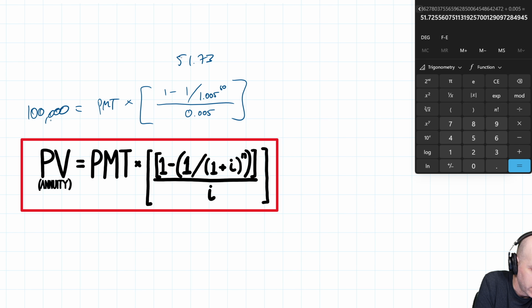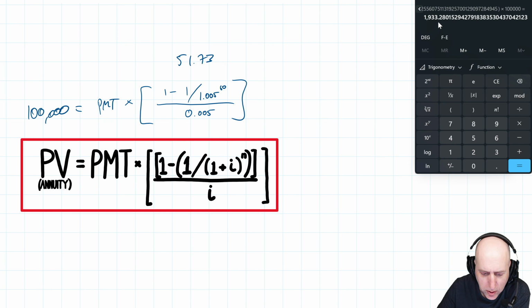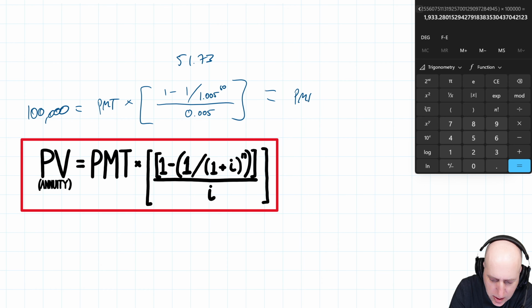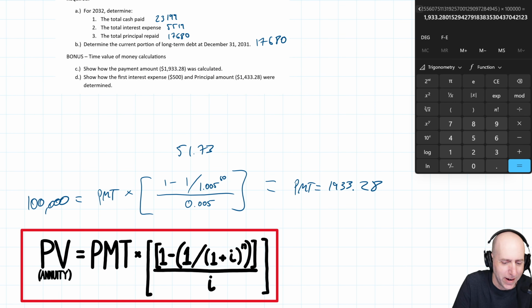So I just go 100,000 divided by that number. The way to do that is 1 over x times 100,000, and that's the same thing. 1933.28. So PMT equals 1933.28. I've solved it. Am I right? I am, to the penny. 1933.28. Now it says show how the first interest expense, $500, and principal amount, 1433.28, were determined.